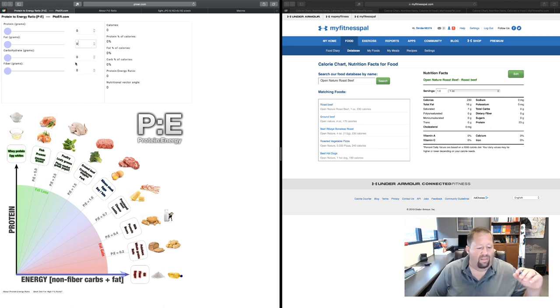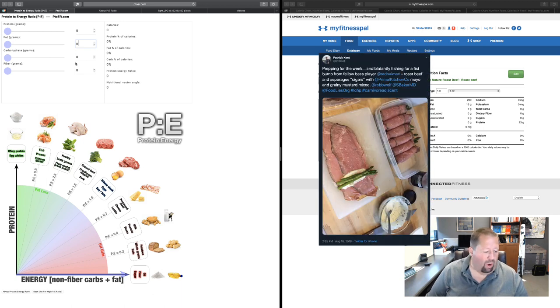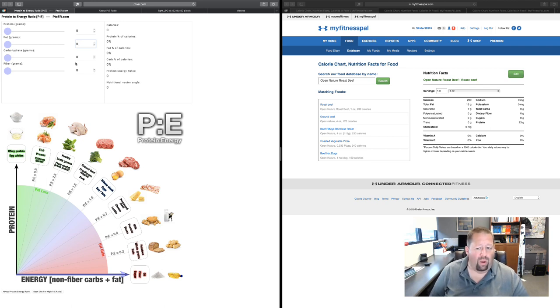So this morning, one of Ted's followers tweeted out a meal prep tweet that showed some roast beef wrapped around some asparagus with a little bit of mayonnaise in there. So I stopped at Safeway on the way in. That seemed like a really good food source for me today. It sounded good. So basically I picked up a pound of Safeway Open Nature roast beef.